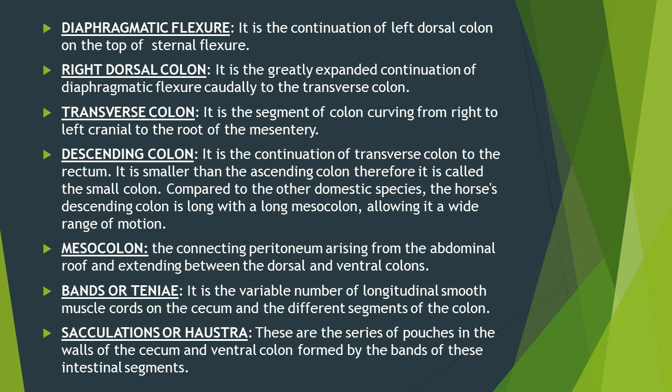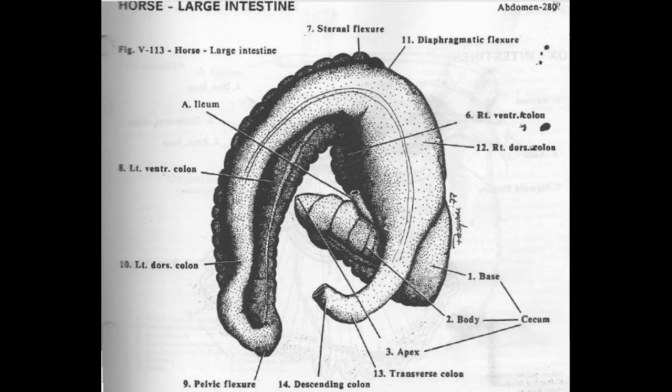abdominal cavity. So after this transverse colon, there comes the descending colon, which is the continuation of the transverse colon to the rectum. The descending colon is smaller than the ascending colon, and therefore this descending colon is also called small colon. Compared to the other domestic species, the descending colon of the horse is long, with a long mesocolon, and it allows a wide range of motion.